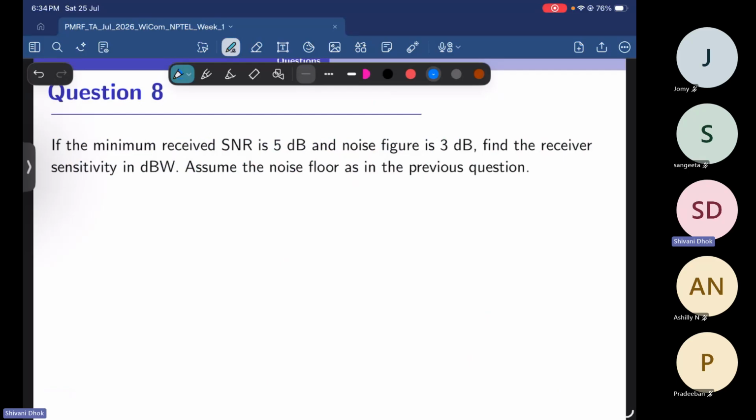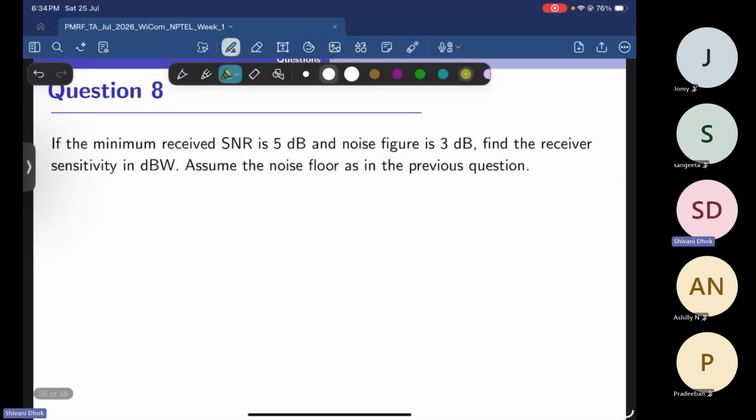So it says that if the minimum received SNR is 5 dB and noise figure is 3 dB, find the receiver sensitivity in dBW. Assume the noise floor as in the previous question. Okay. So there are three new terms that are coming into the picture right now. The first one is minimum received SNR. Then you have noise figure and receiver sensitivity in dBW. And noise floor we already found in the previous question.